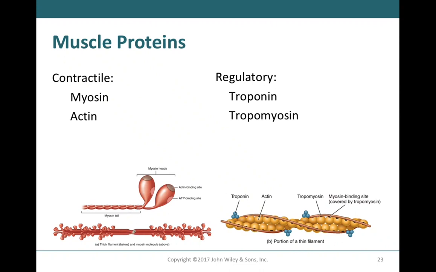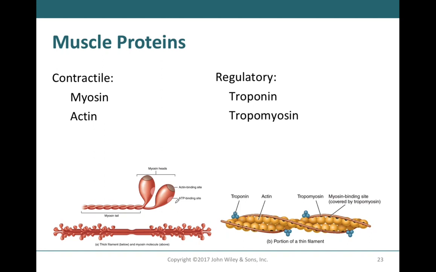Myosin is the major component of the thick filament. And myosin has a very interesting structure. Myosin sort of looks like two golf clubs that have wrapped around one another very, very tightly. But the myosin heads are very special because they act as an ATPase. This is an enzyme that hydrolyzes ATP and will use the energy on something else.